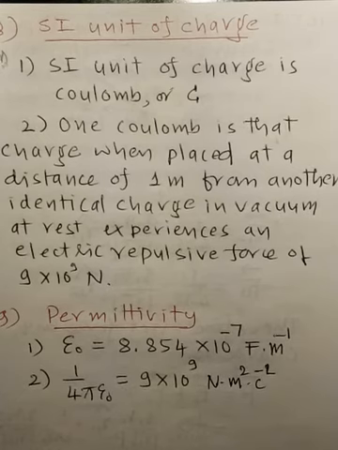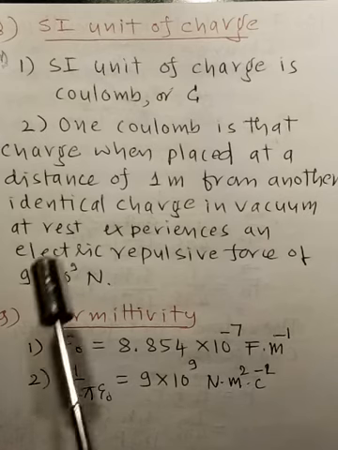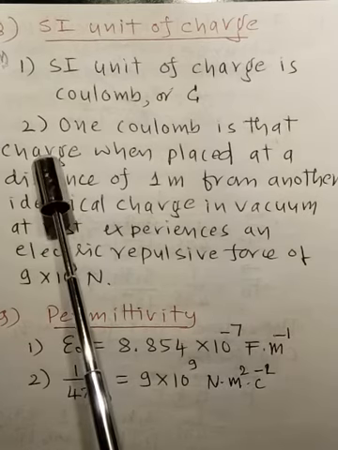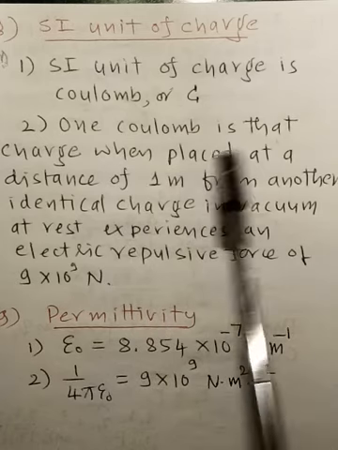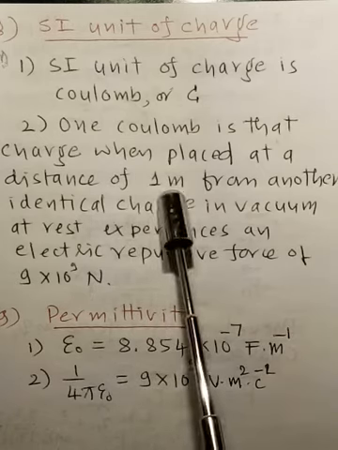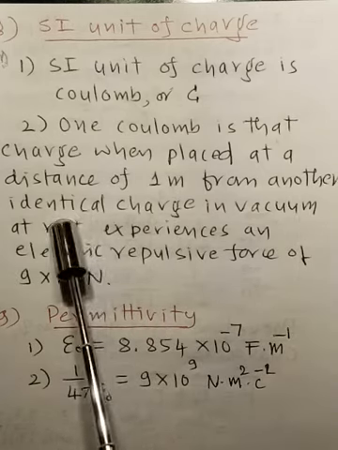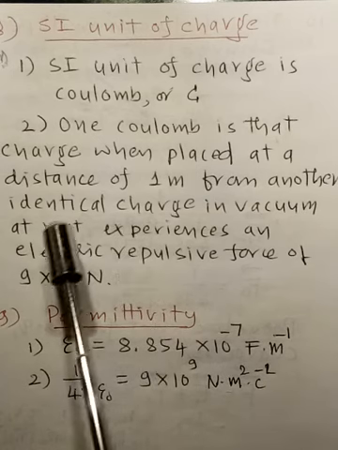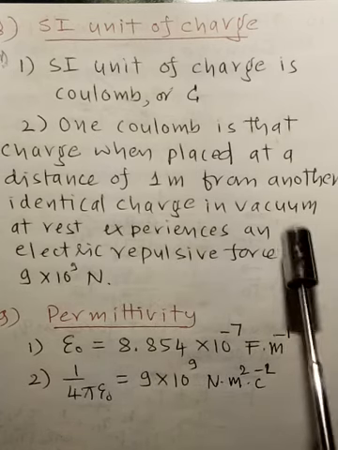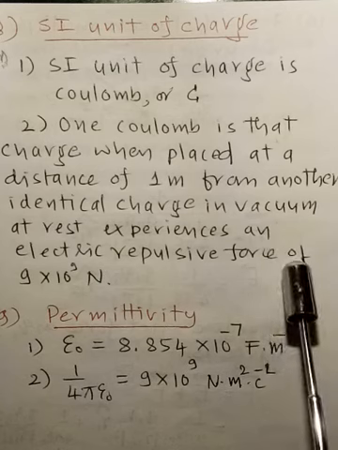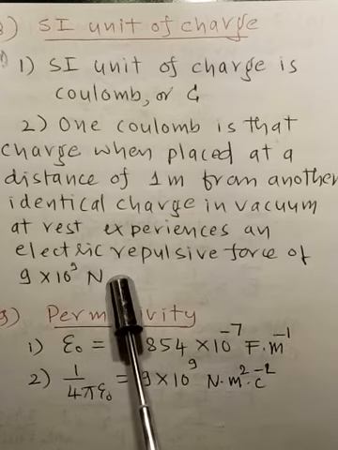In the examination, they ask it even for 1 mark. Therefore, you have to remember it. Therefore, I just repeat it. 1 coulomb is that charge which, when placed at a distance of 1 meter from another identical charge in vacuum at rest, experiences an electric repulsive force of 9 into 10 raised to 9 Newton.